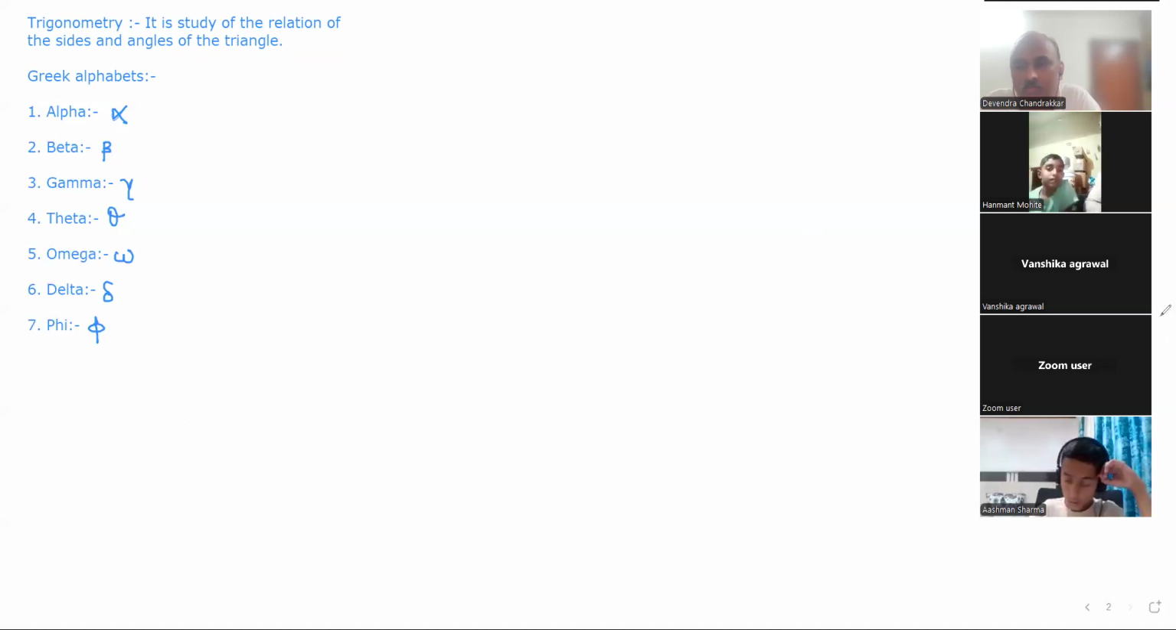Okay. I have just discussed trigonometry. I have just given the definition, which is written over there: it is the study of the relation of the sides and angles of the triangle. Then I introduced you to Greek alphabets. Why are we using Greek alphabets? Because we will be using them as symbols in the triangles, to represent the angles of the triangles. Right? That is it. And these are the Greek alphabets and this is how they are denoted.